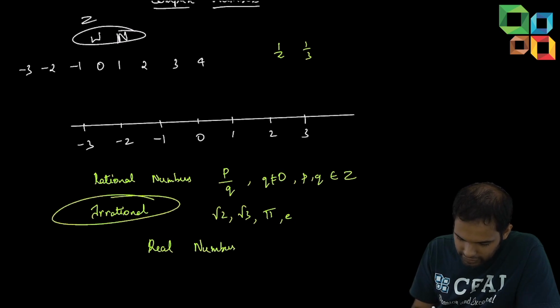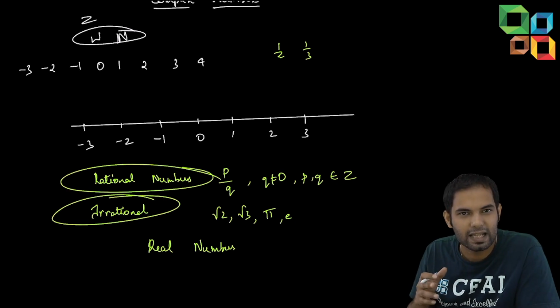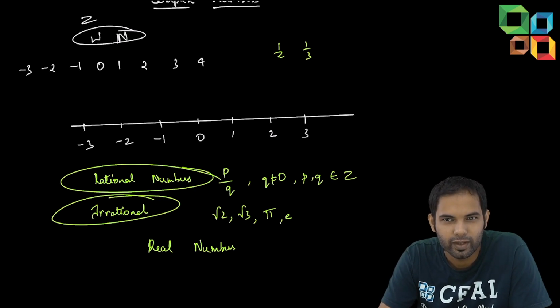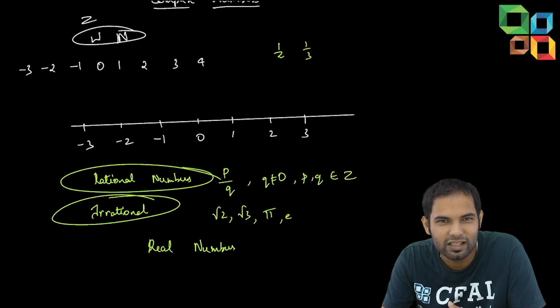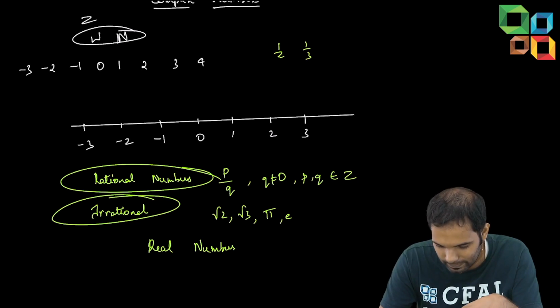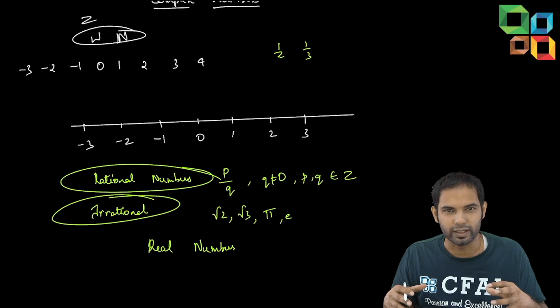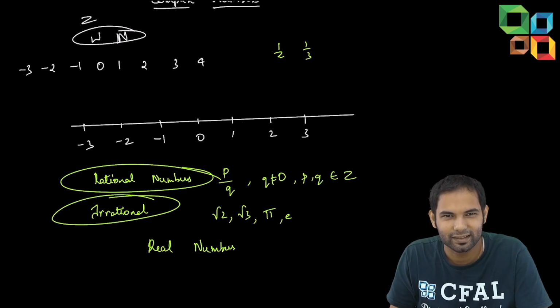The combination of these two, the rational and irrational, became real numbers. So in day-to-day life, whatever calculations we require are all done using real numbers. Okay, so just think about it. This is the biggest set we can think of, right?